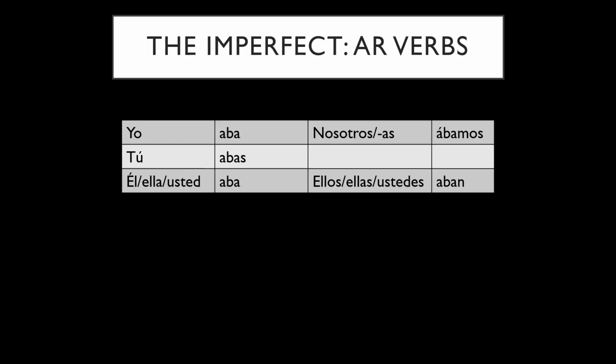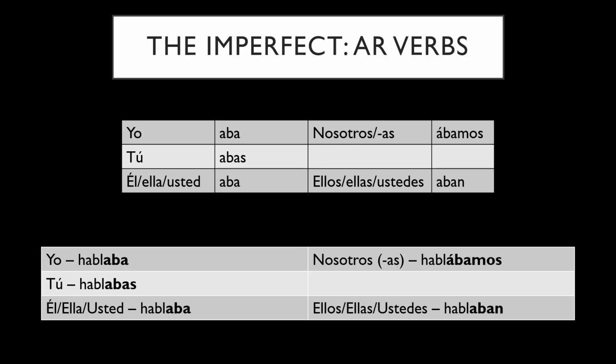Similar to the preterite, the verbs ending in ER and IR are conjugated the same way. For AR verbs, we use the following endings: yo, aba; tú, abas; usted, aba; nosotros, ábamos; and ellos, ellas, ustedes, aban. It is important to note that there is now an accent in the nosotros form.